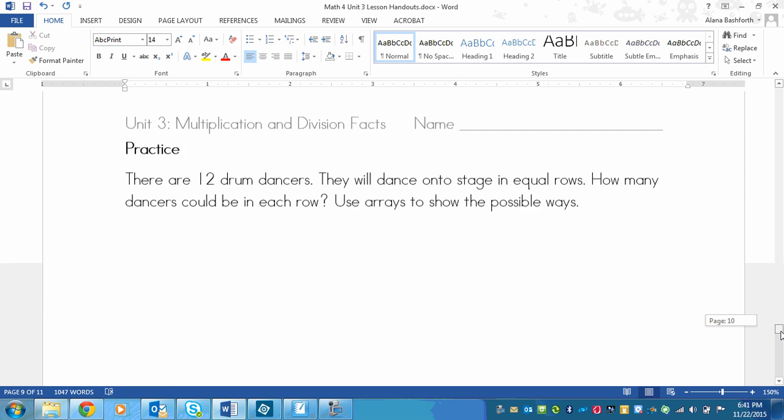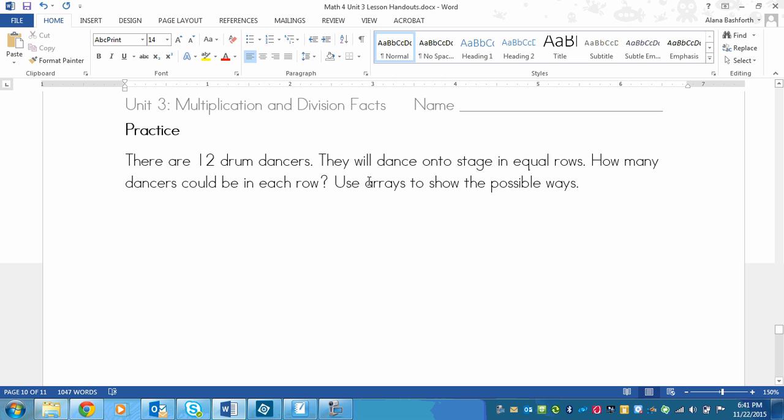Now you try this one. It's very similar with a different number. So there are 12 drum dancers.